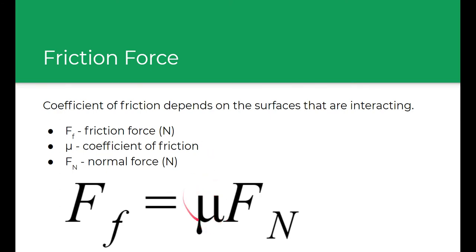Things that are very slippery have low coefficients of friction, and then things that are rough or not easy to slide past each other will have a high coefficient of friction. The highest coefficient of friction that we can have is 1. And then what we multiply that by is the normal force provided by the surface that some object is interacting with. And we'll see an example of that later.